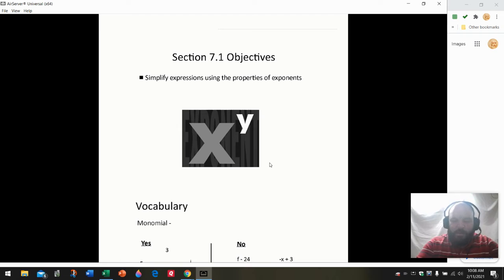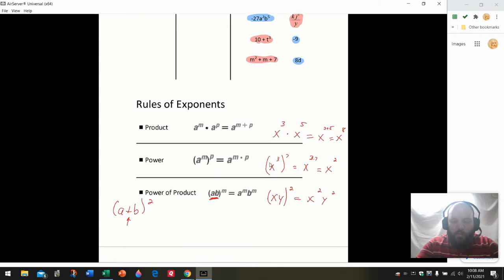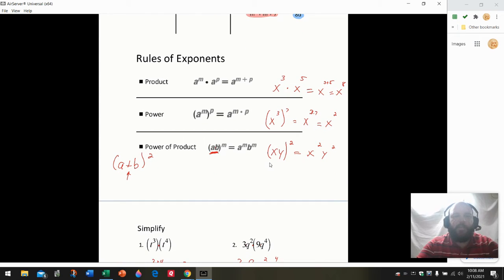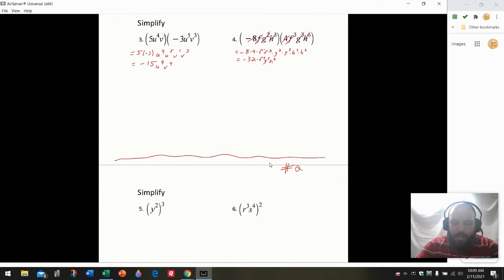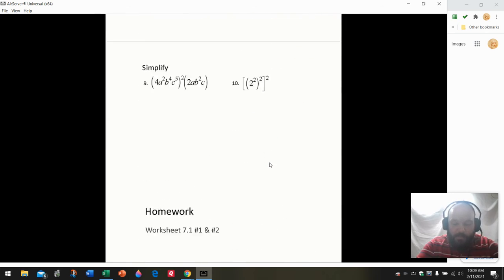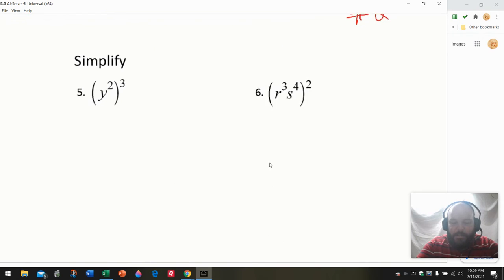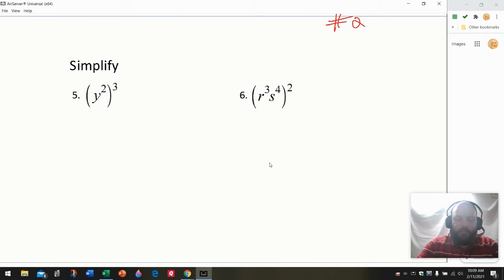So we are going to continue our discussion in Chapter 7, Section 1, and we're going to continue talking about how to simplify expressions using the properties of exponents. And if you recall what we went over yesterday, we went over three different rules. We had a product property, we had a power property, and then we had a power of a product property. And the main examples I showed you yesterday use the product property of exponents. So I want to show you a few more examples, actually six to be exact, that will utilize those other properties that we discussed from the previous video.